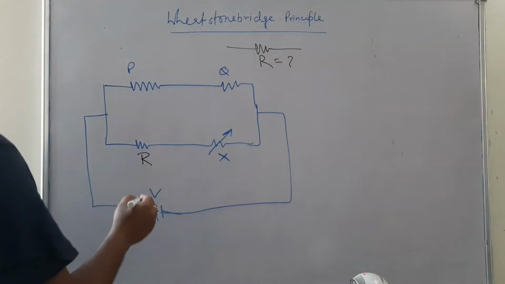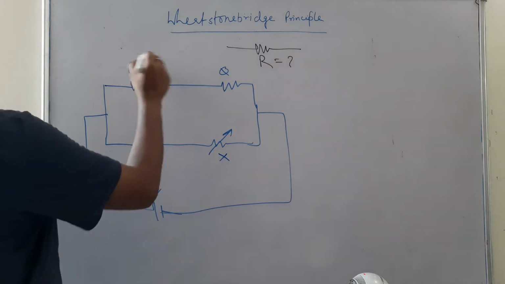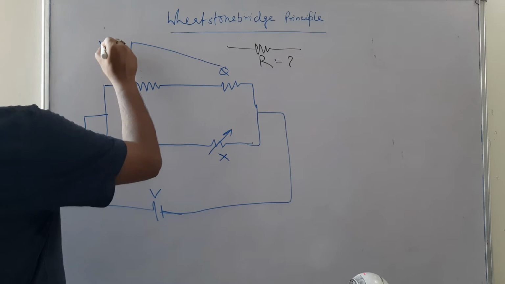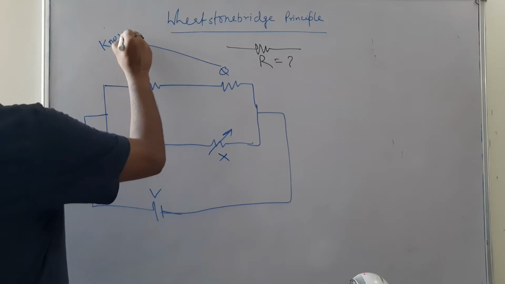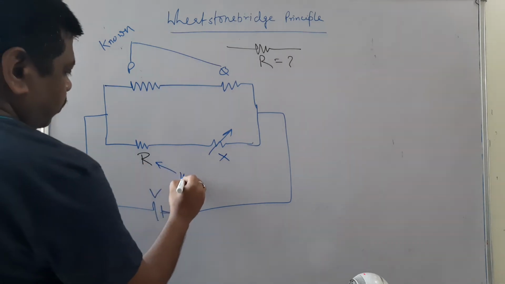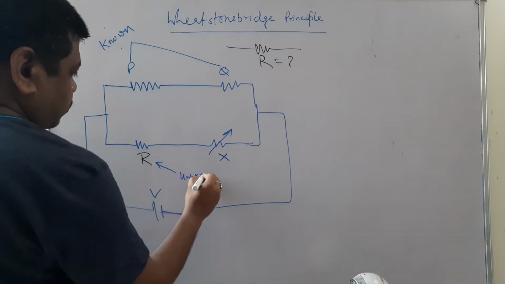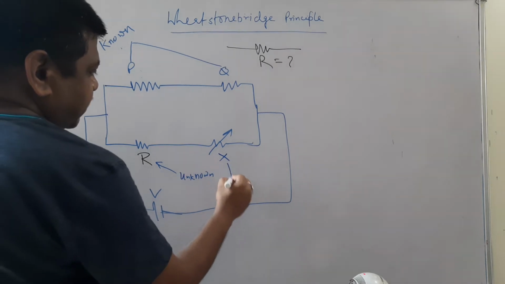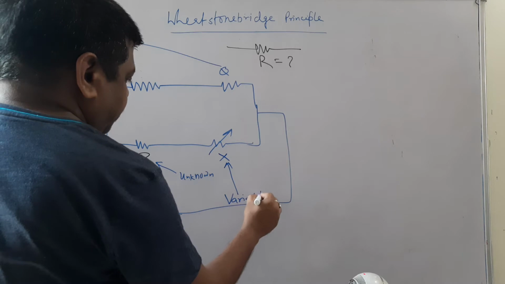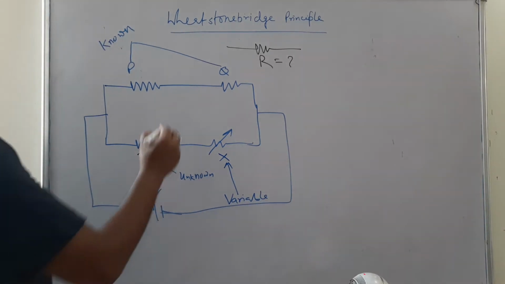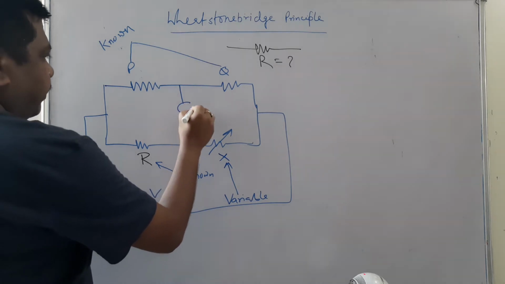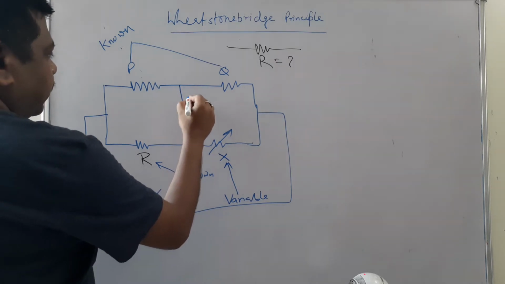So what I told you: P and Q are known, R is unknown, and X is variable, right? And if you add a galvanometer in here, what will happen?